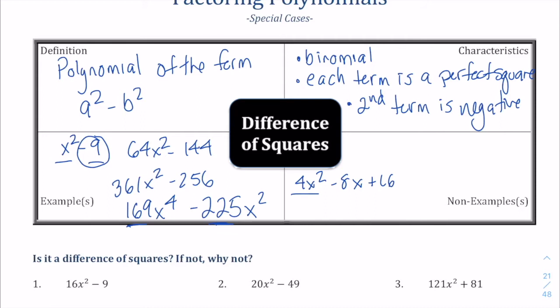Some non-examples would be something like 4x squared minus 8x plus 16. Yeah, we've got a perfect square here and here, but we've got a trinomial. Another one would be something like 20x squared minus 100. It's close. We've got a perfect square here, x squared is, but that 20 is the problem there. So that does not work out.